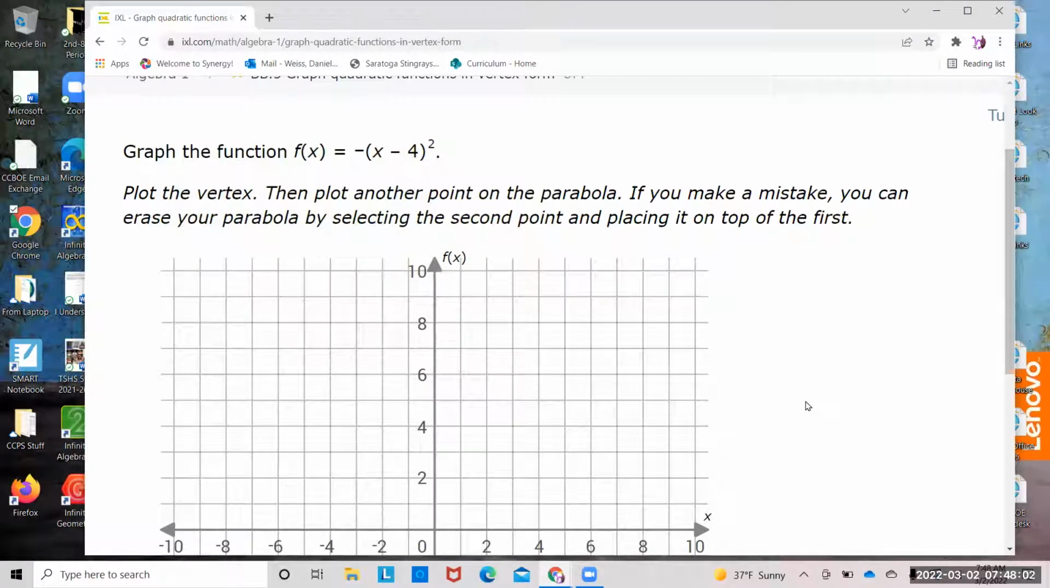What? Negative parentheses x minus 4. Oh my God, that's hard. No. What's going to make this 0? What minus 4 is 0? Positive 4, right? Can I have a nod, please? I'm going to go to 4 right here. If I put in 4, 4 minus 4 is 0. 0 squared is 0. Even the negative of 0 is still 0, right? So I'm going to click on 4 and 0.